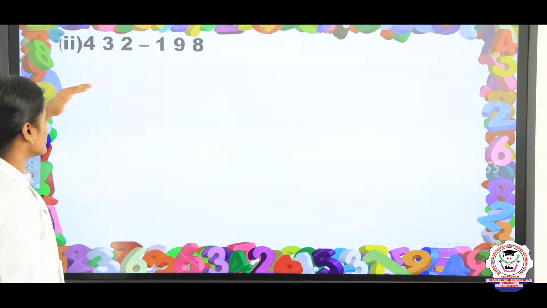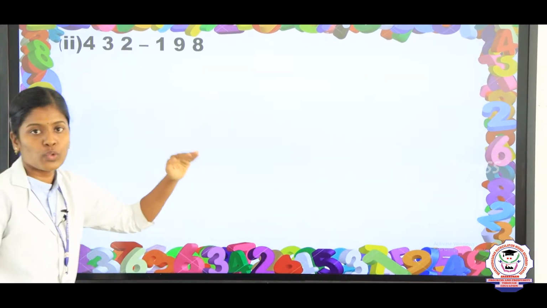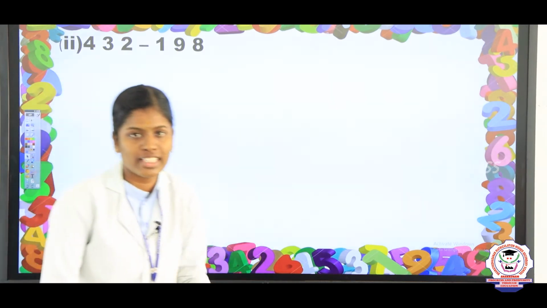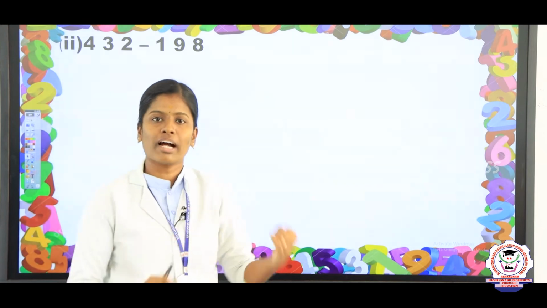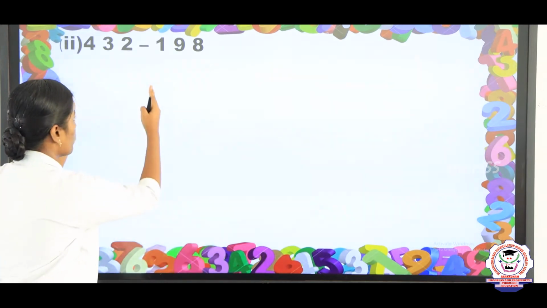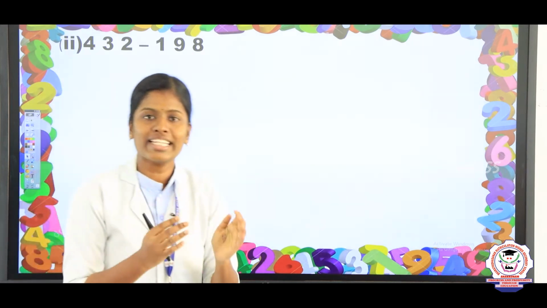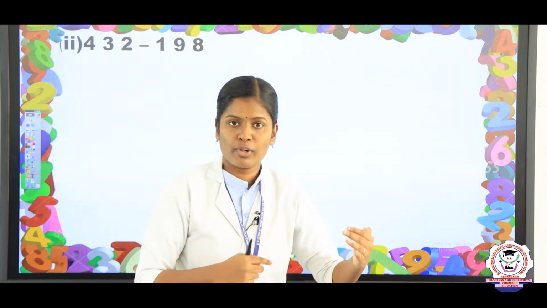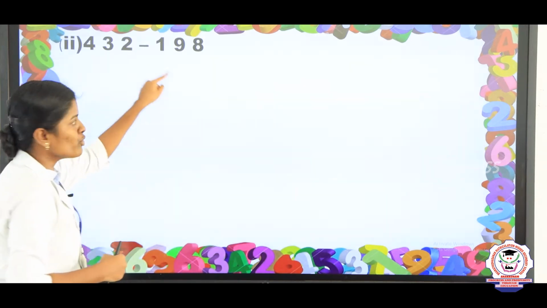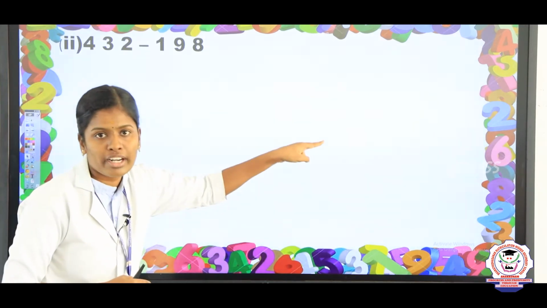So our next question is 432 minus 198. So what is our first procedure? We are going to find the smaller number. So compare these two numbers. Which one is the smaller number? Very good. 198 is the smaller number. Now we are going to make this 198 into the nearest multiple of 100. So what number should we add to get the multiple of 100?